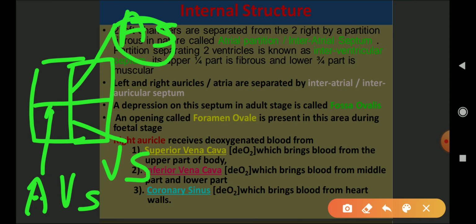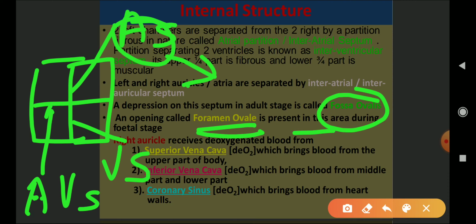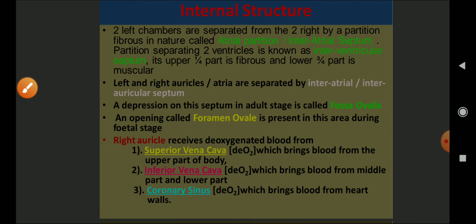Here is a depression on the septum, this septum I mean. A depression can be seen in the adult stage, which is known as fossa ovalis. An opening called foramen ovale is present in this area at the fetal stage. So at the fetal stage there was a hole, an aperture, and slowly it healed and forms a depression known as fossa ovalis.